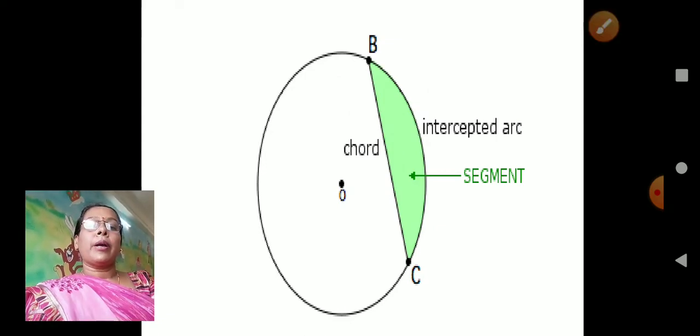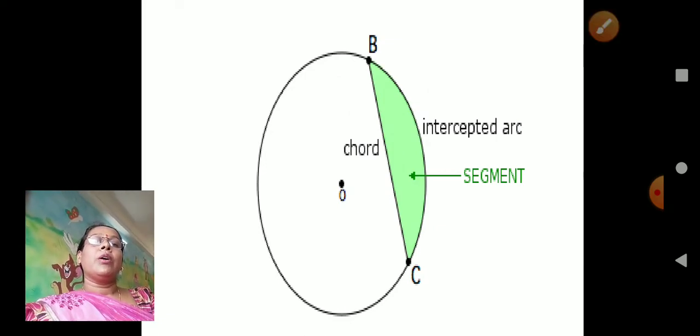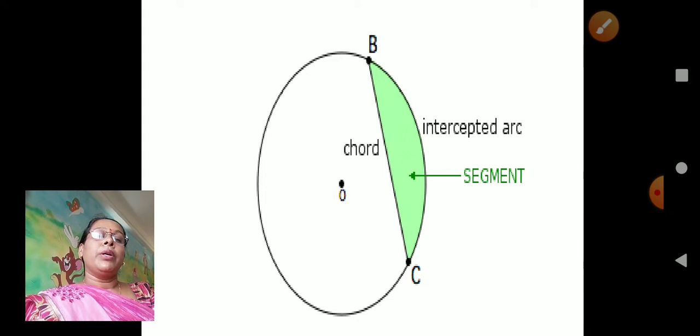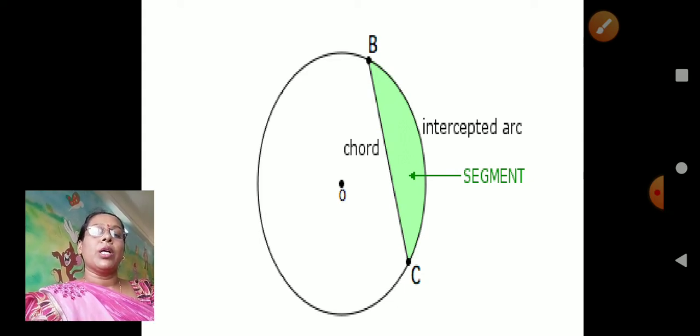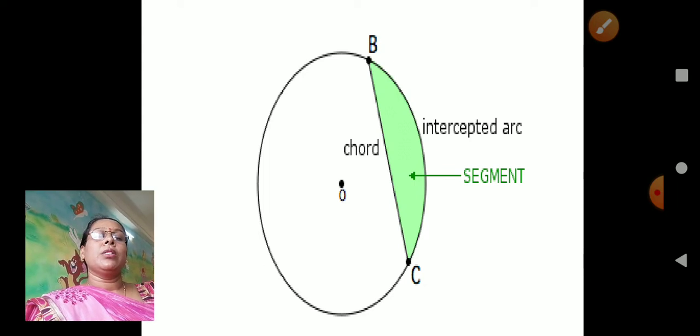Now, segment of the circle. Here we consider chord BC and arc BC. The portion enclosed by the BC chord and the BC arc is called a segment. This greenish part is a segment of the circle. Obviously it is a minor segment, and the remaining part of the circle is called the major segment of the circle.